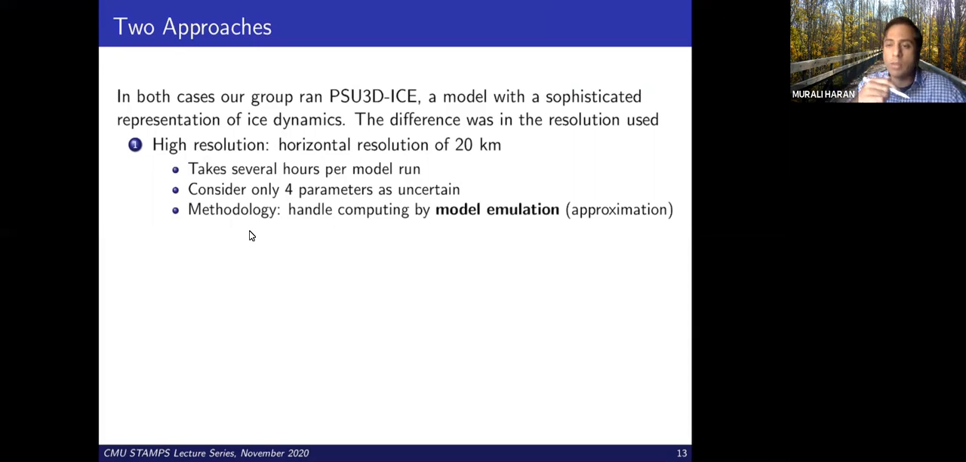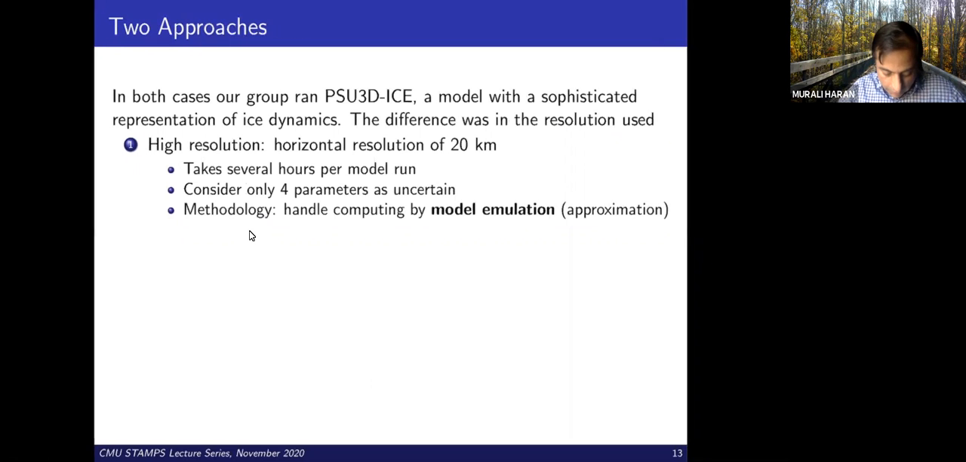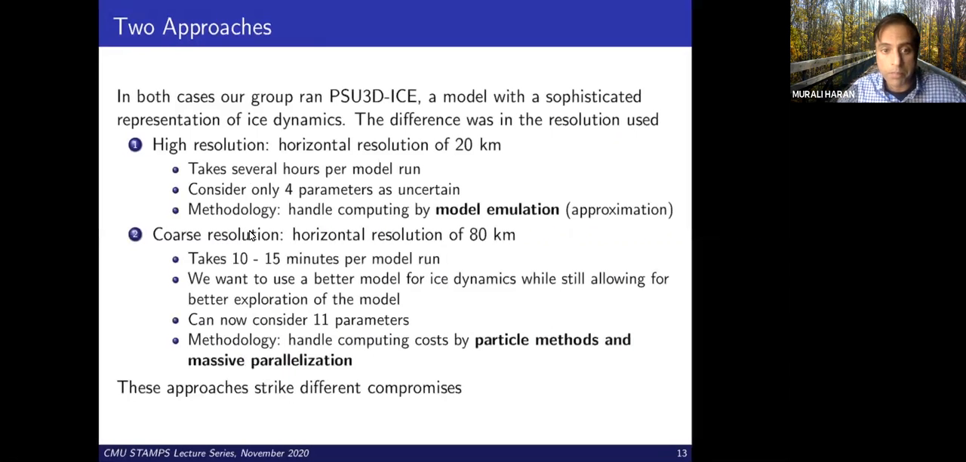And so this is a case where the model is complicated enough that we cannot simply run it wherever we like at 10 different parameter settings. So we selected 4 that were considered particularly important, and they were still expensive enough that we handled the computing by model emulation, which I'm going to discuss. So this is an approximation approach, where you approximate the computer model.